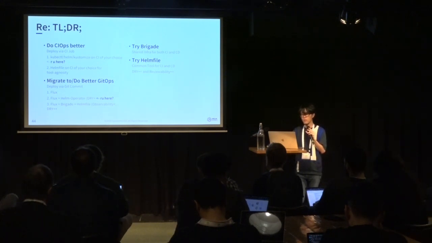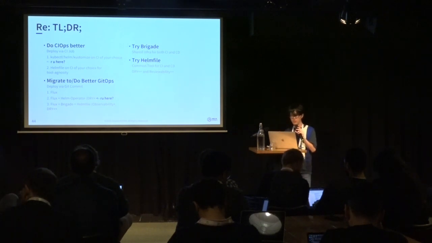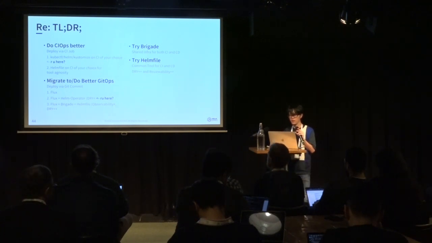You can start a very simple GitOps pipeline with Flux, and you can make it a little more DRY with Helm operator plus Flux. You may be here. What I'm suggesting is that you can use Flux, Brigade, and Helmfile, all three, for extra observability and DRYness. I'm not forcing you, but I can recommend Brigade for shared infrastructure for both CI and CD. And you can also try Helmfile as a common tool for CI and CD.